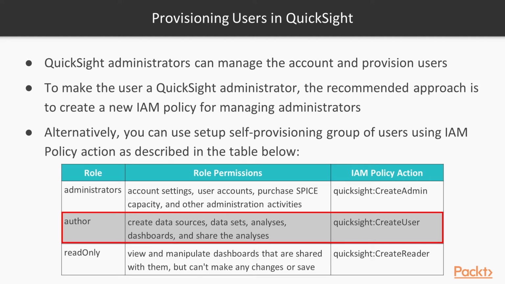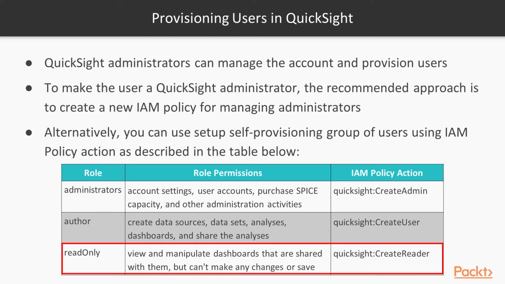Author is the next level down of role, which can create data sources, data sets, analyses, and dashboards, and can also share. Read-only role is used for users who just need view access but cannot make changes or save. This way, you can create the appropriate permissions for the appropriate users automatically.